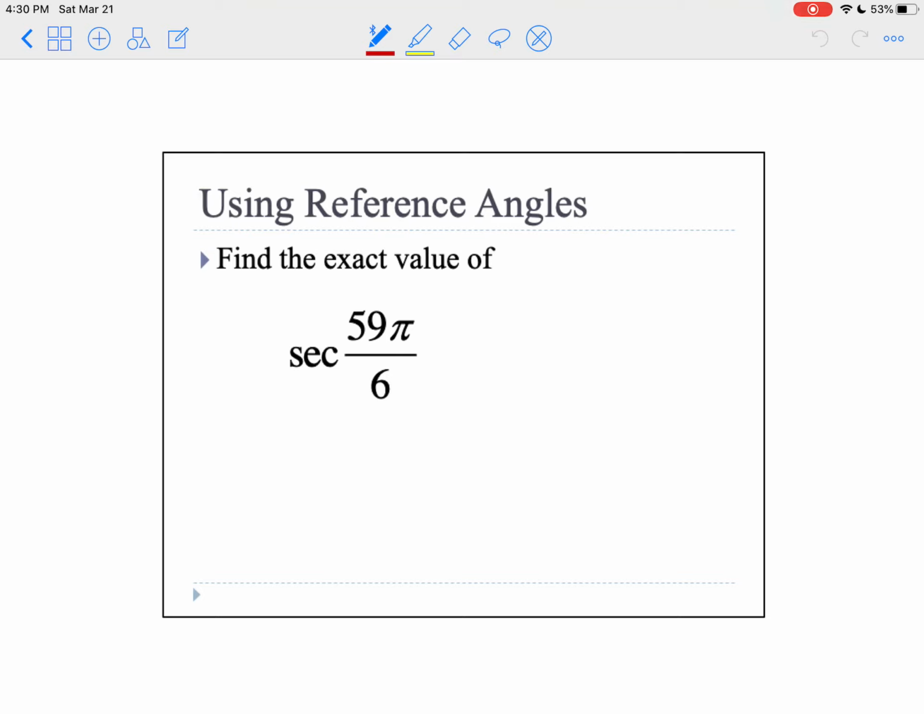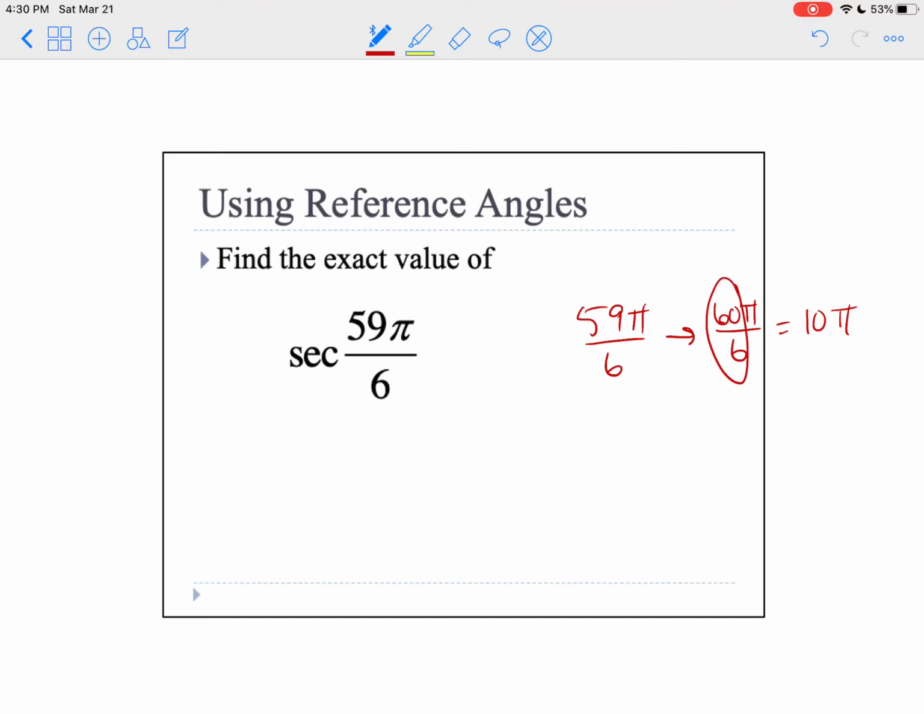So here we're talking about 59 pi over 6. Okay, so the way that I actually think about this, it might seem crazy, but 59 pi over 6 is really close to 60 pi over 6. And why did I choose 60? Because 60 divided by 6 is 10 pi. So this is pi over 6 short of 10 pi.